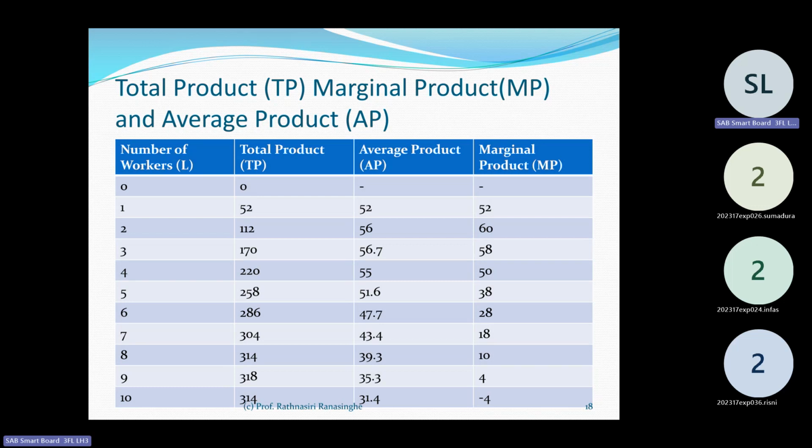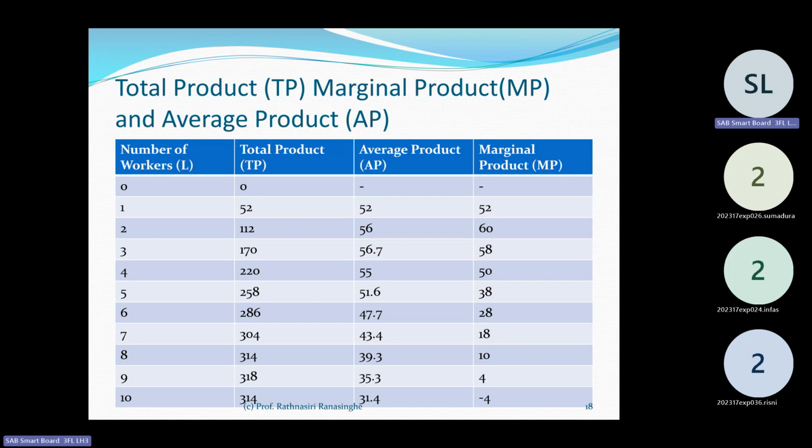Here, since the variable factor is labor, we calculate the marginal product of labor, the marginal productivity of labor. That is delta TP over delta L. If you differentiate the total product function, once you form it, you can obtain the marginal product. So that is the slope of the total product curve, given by the marginal product.